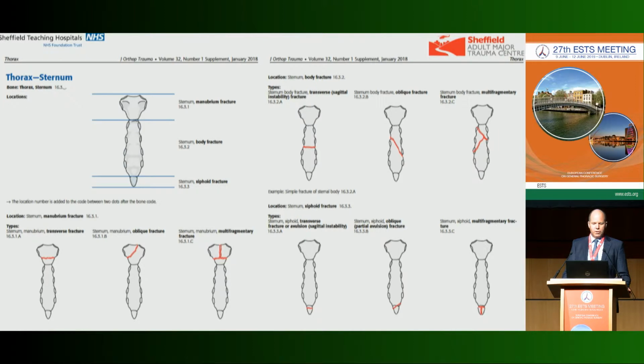Furthermore, they looked at the sternum as well, and you can see the codes here for the different types of sternal fracture according to the manubrium, the body, and the xiphoid process.